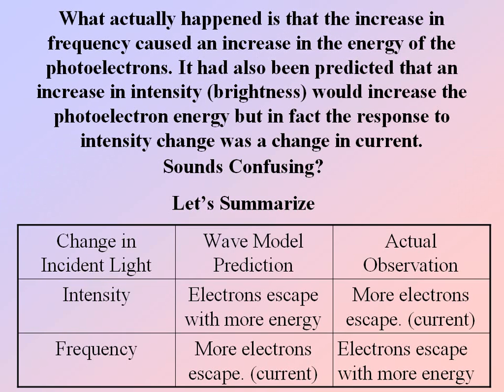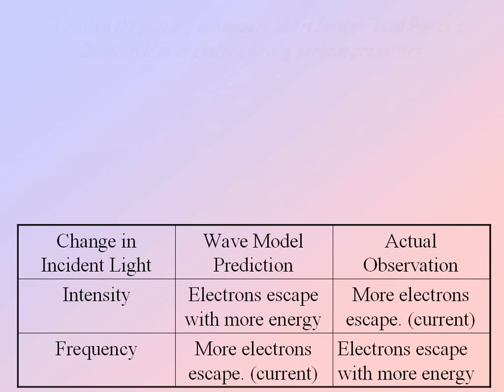Let's summarize what we know. We know from the table that according to the wave model, a change in intensity would cause more energetic photoelectrons, while a change in the frequency should make more electrons escape. More electrons, higher current.